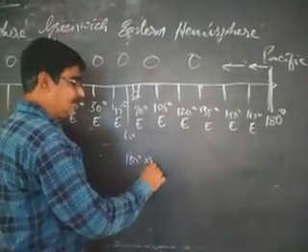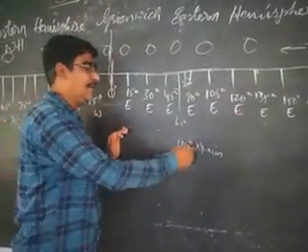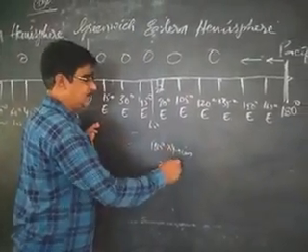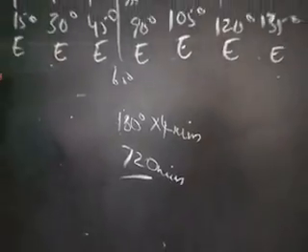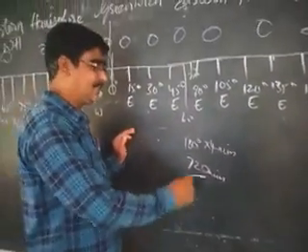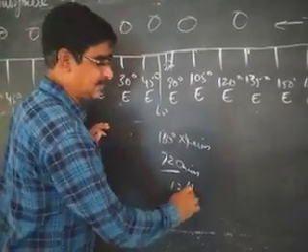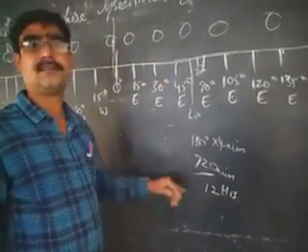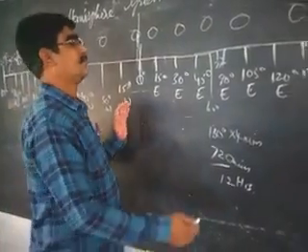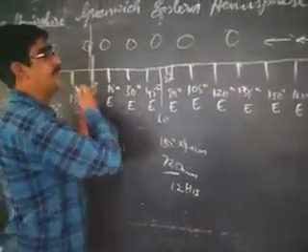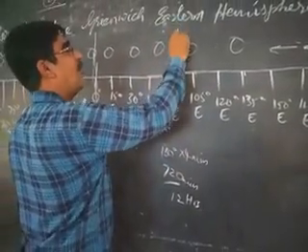See, each degree takes 4 minutes. The sun takes 4 minutes to cross each degree, each longitude. So 180 into 4 is 720 minutes. When we divide it by 60, the 0 gets cancelled, and 72 by 6 means 12 hours. 720 minutes means 12 hours. So while the sun is crossing from here to here, for example, at 90 degrees, the time is morning 6 o'clock.